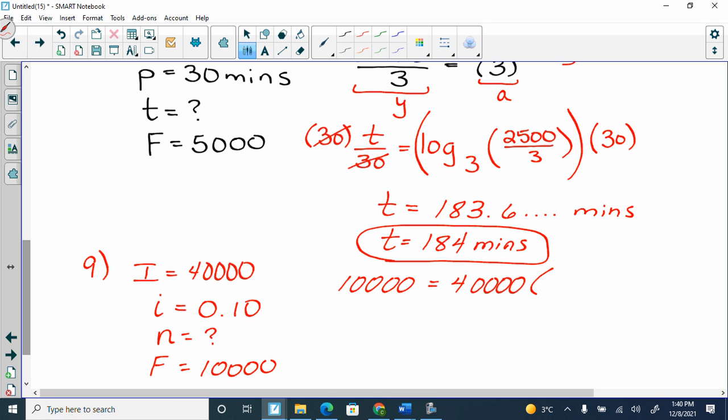Okay, and then we have 1 minus 0.10 to the n. Wait, look, I have an exponent that has a variable. What am I going to have to do after I divide by the initial, since you guys tapped me last time? Convert it to a logarithm.